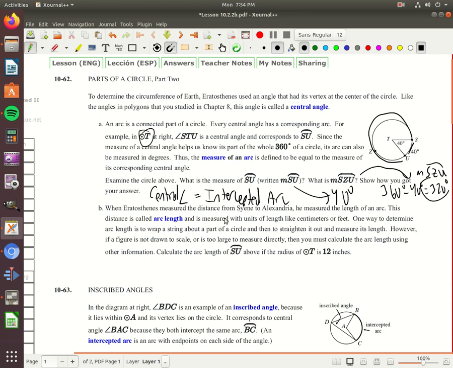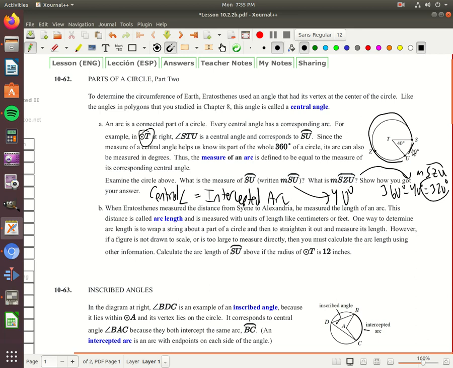So when Eratosthenes measured the distance from Syene to Alexandria, he measured the length of an arc. This distance is called the arc length, and it is measured with units of length like centimeters or feet. One way to determine the arc length is to wrap a string about a part of a circle and then straighten it out and measure its length. However, if a figure is not drawn to scale or is too large to measure directly, then you must calculate the arc length using other information. So calculate the arc length of SU.